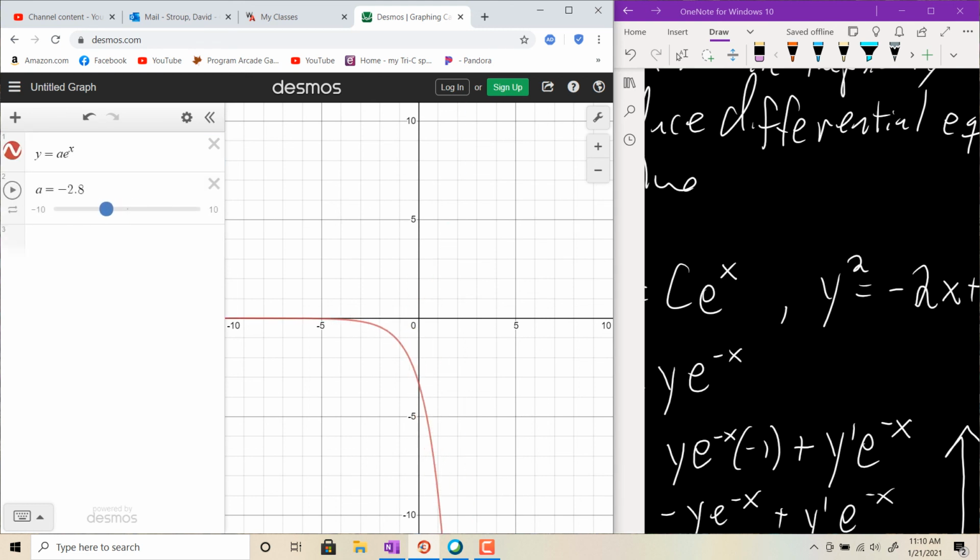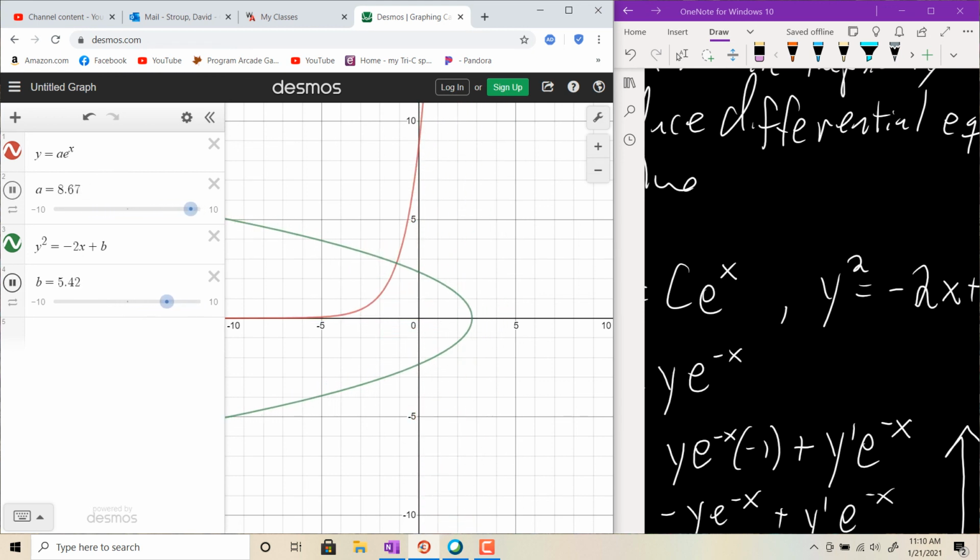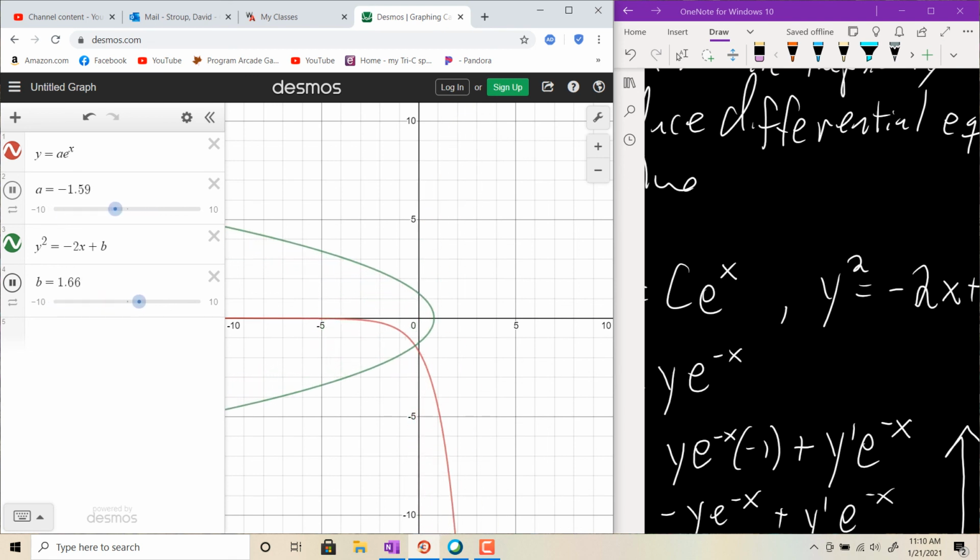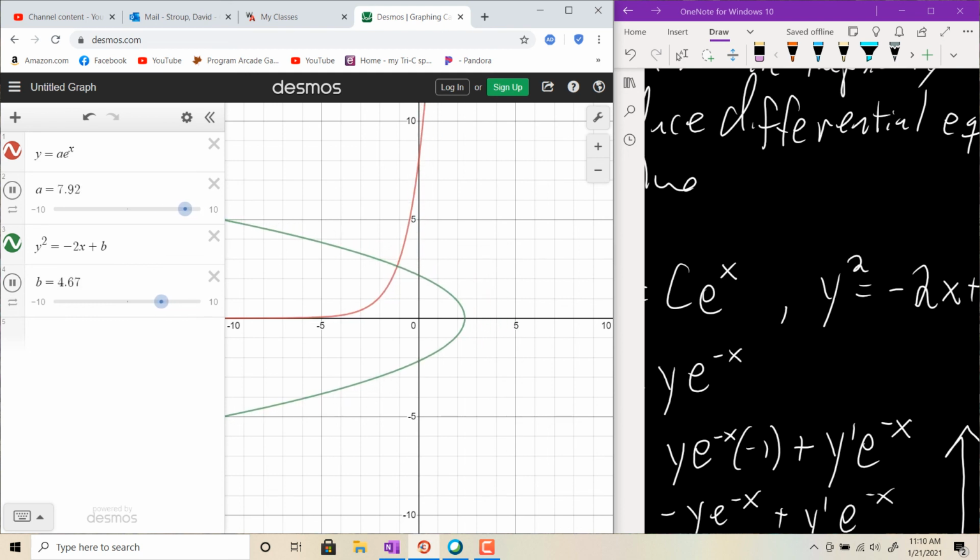Okay. So it's all these curves you can imagine. And then the other one, y squared equals negative 2x plus some b, I guess. We'll add a slider there. And you can see, yeah, they're orthogonal. They're always orthogonal. So you have to imagine it with all the different curves. This is very quick, but anyways, that's good.